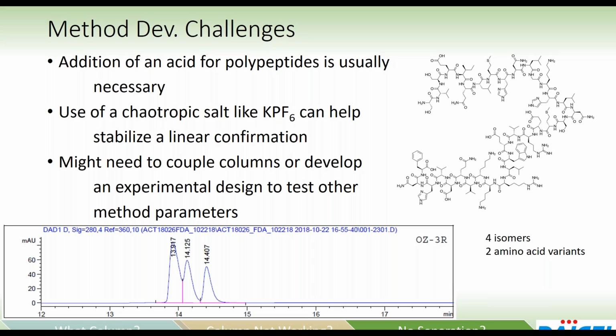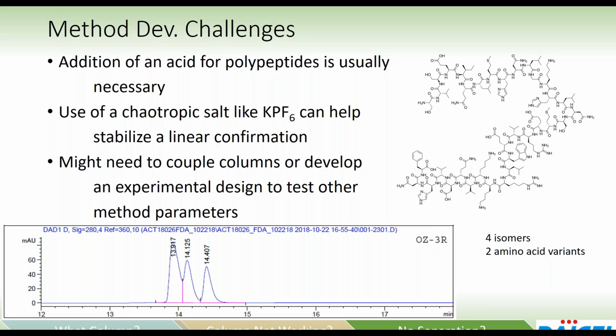Potassium hexafluorophosphate does a really good job with especially amino acid variants like this, keeping the polypeptide in more of a linear conformation instead of its natural inclination to want to curl up on itself and potentially bury those interactions even more so than they are. And you might need to look at coupling columns or going back to that central composite design to figure out what sort of method parameters have an effect on the separation, to figure out maybe I need to change temperature, maybe I need to change additive, whatever the case may be.